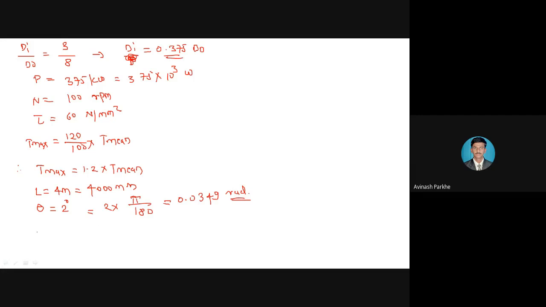Then G is also given. The value of G is equal to 0.85 into 10 raised to 5 Newton per mm square. And we have to calculate the external diameter and the internal diameter. Both diameters we have to calculate based on the shear stress and based on the angle of twist. Now use our first formula. P is equal to 2 pi N T mean divided by 60, because the relation is given in T max and T mean.